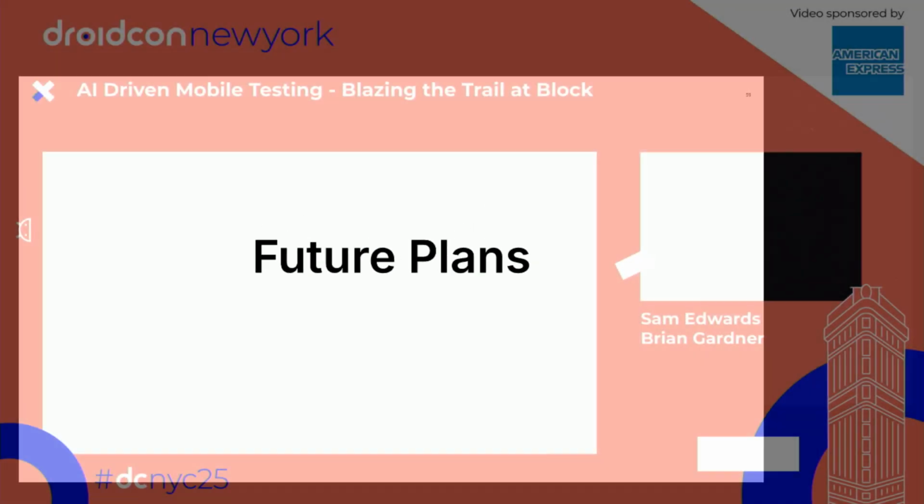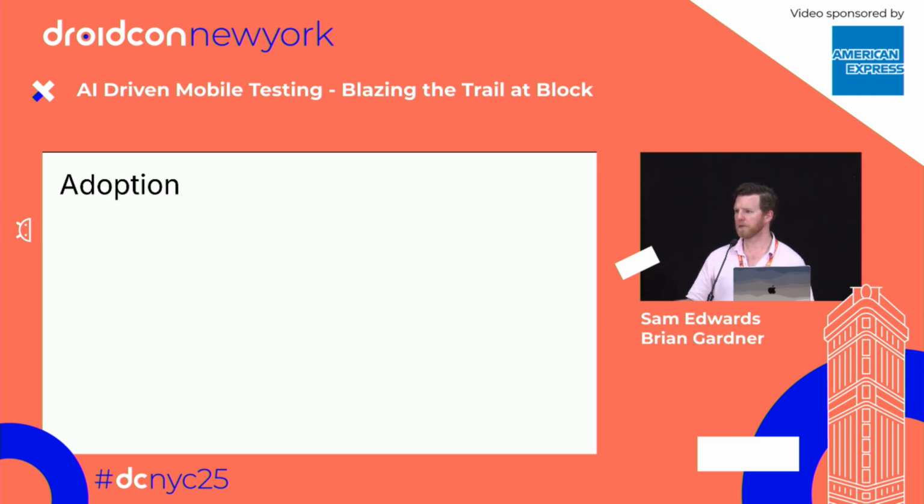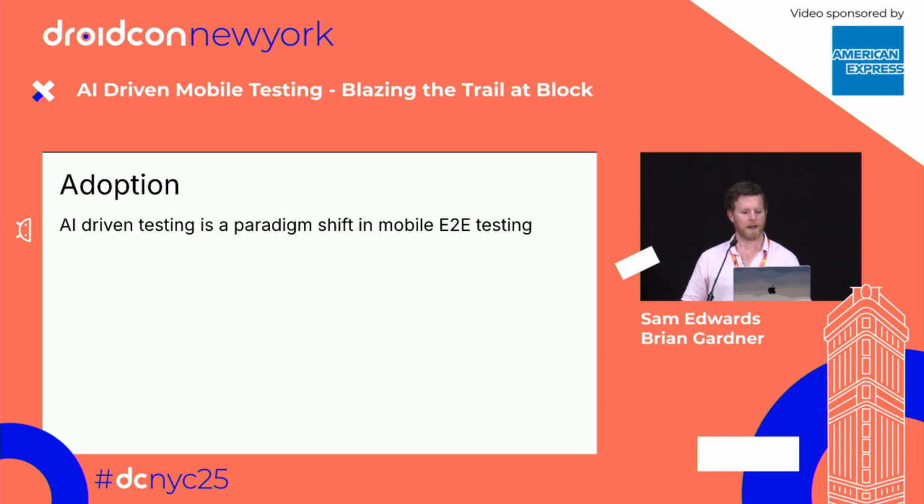All right, real quick. So we've got a prototype ready and moved on to productionizing it. Now we can talk a little bit about future planning, and we really want to focus on adoption and investment. We're pushing hard for this adoption internally at both Square and Cash, because AI testing is probably going to be a pretty major paradigm shift in mobile end-to-end testing.